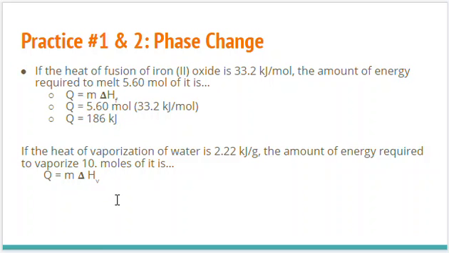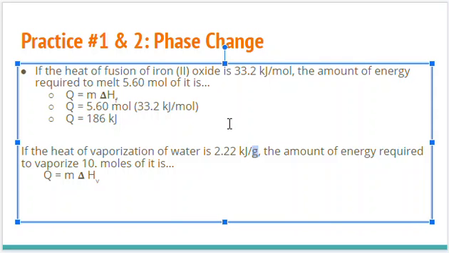And in our second example, if the heat of vaporization of water is 2.22 kilojoules per gram, the amount of energy required to vaporize 10 moles of it is what? And again, we're using a very similar equation. Q equals m delta H v. Again, Q is the heat or energy, M is the amount, and then we have our heat of vaporization. Now, in this case, we have been given grams, and we have been given moles. And that's not going to work until we do a conversion. So we want to turn our moles into grams.